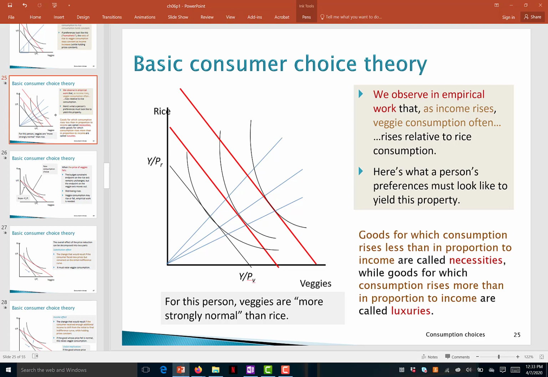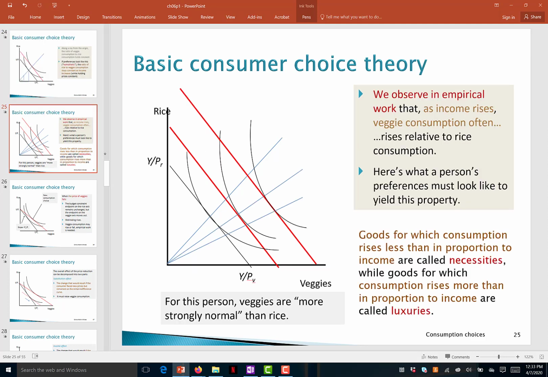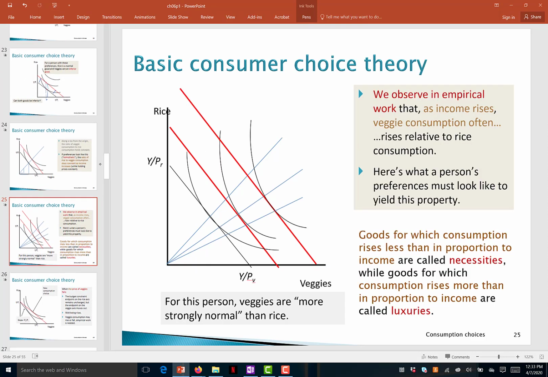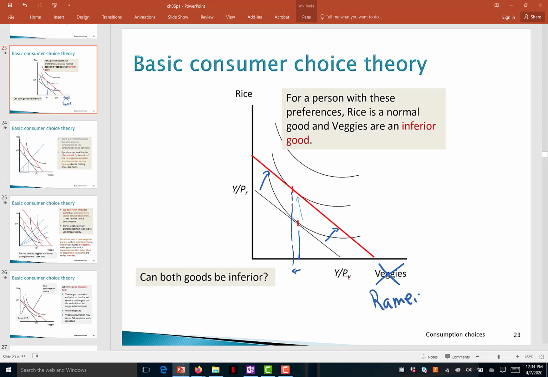Now, in empirical studies, we observe that as income rises, veggie consumption oftentimes rises relative to rice consumption. Which means veggies are actually normal goods and not inferior goods. So what you see in this example in the previous slide is not very typical. Usually veggies are normal goods. So maybe here, instead of veggies, you rather think of ramen noodles or something like that.